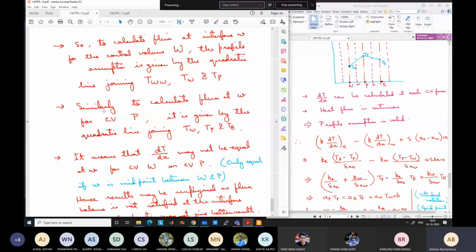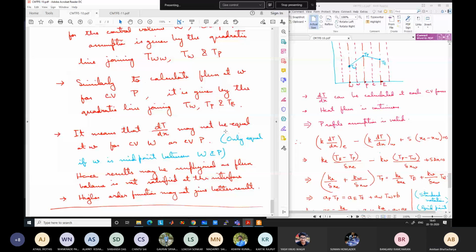Okay, so it means that dT/dx may not be equal at the small w, for CV W or CV P. It is only equal if small w is the midpoint between W and P. Hence the results will be unphysical as flux balance is not satisfied at the interface. And our conclusion is that a higher order function may not give better results. So it is better to stick with what is known. We know that this type of profile assumption is suitable.